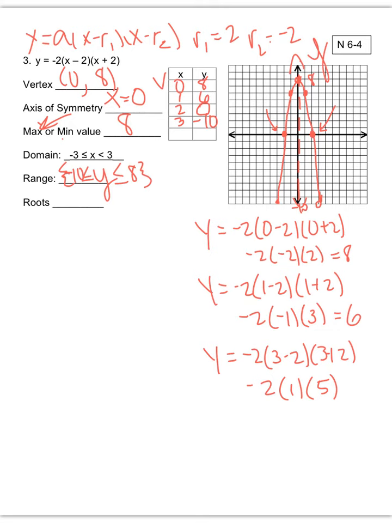The roots are your x-intercepts. That's included in the restriction that we have. So that's what we found at the beginning, 2 and -2.